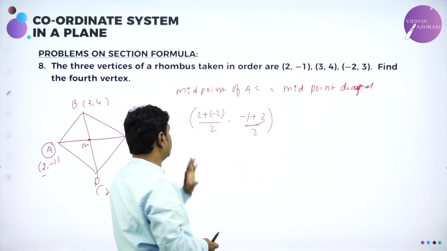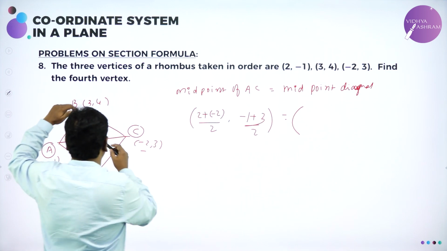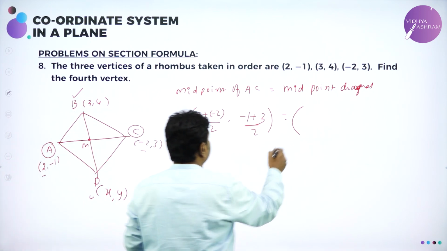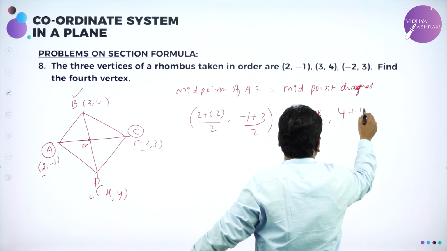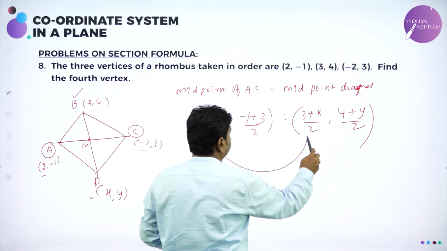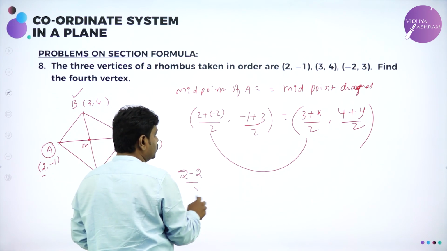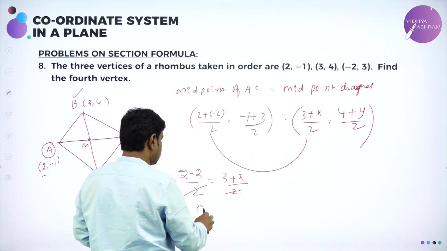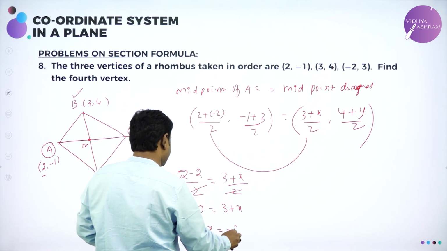The midpoint of AC is equal to the midpoint of BD. So this is B and this is D, and I apply the midpoint formula: x1 plus x2 by 2 becomes 3 plus x by 2, and y1 plus y2 by 2 becomes 4 plus y by 2. Now equate first with first and second with second. You will get x. If I equate these, 2 minus 2 by 2 is equal to 3 plus x by 2. All of you know the 2 cancels, and 2 minus 2 is 0. So 0 is equal to 3 plus x, or x is equal to minus 3.